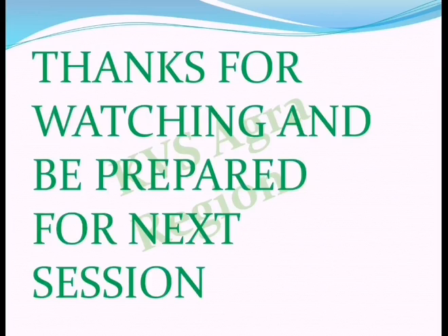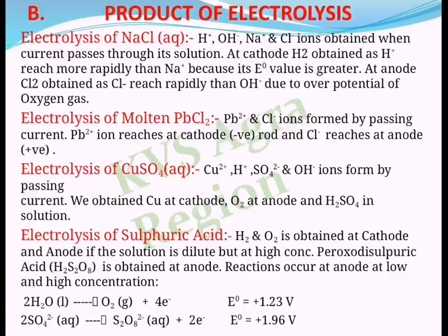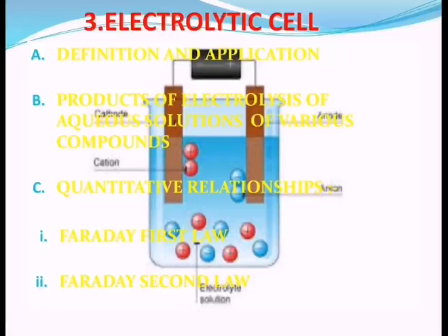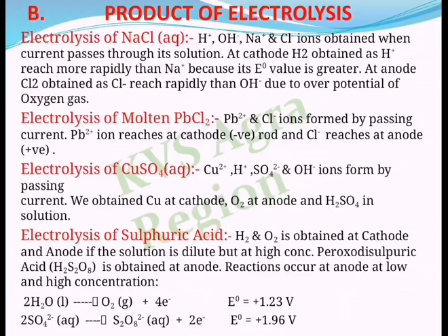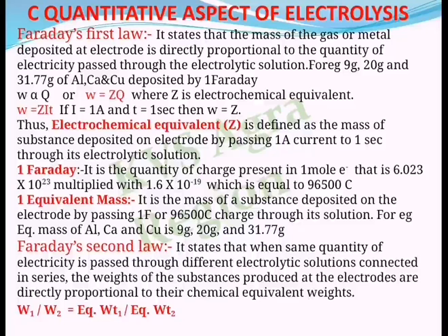Let's again take a quick recap of this third topic. Third topic is the electrolytic cell. We have to learn its definition. We have to understand how the different products are formed by the electrolysis of different substances. Then how the mathematics works behind this electrolytic cell. Definition, its application, then product of electrolysis, then the quantitative aspect of electrolysis.